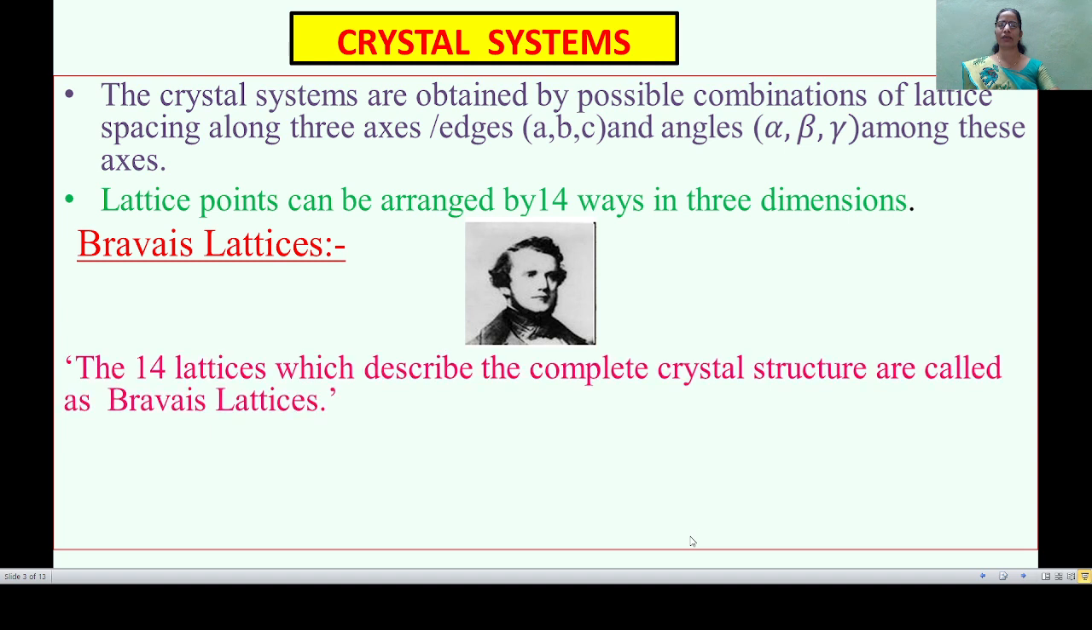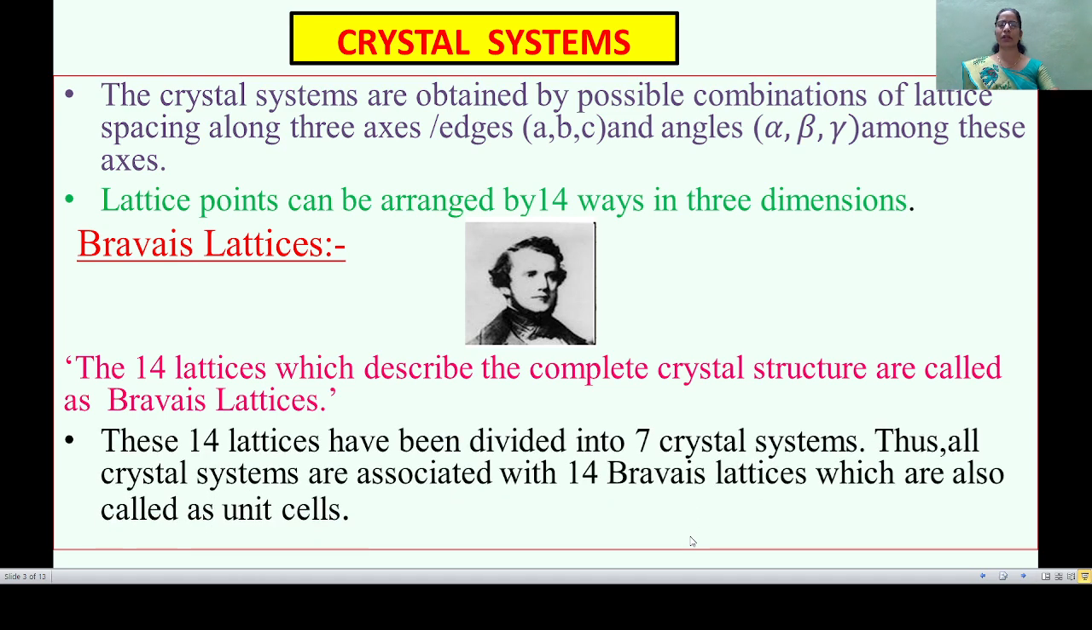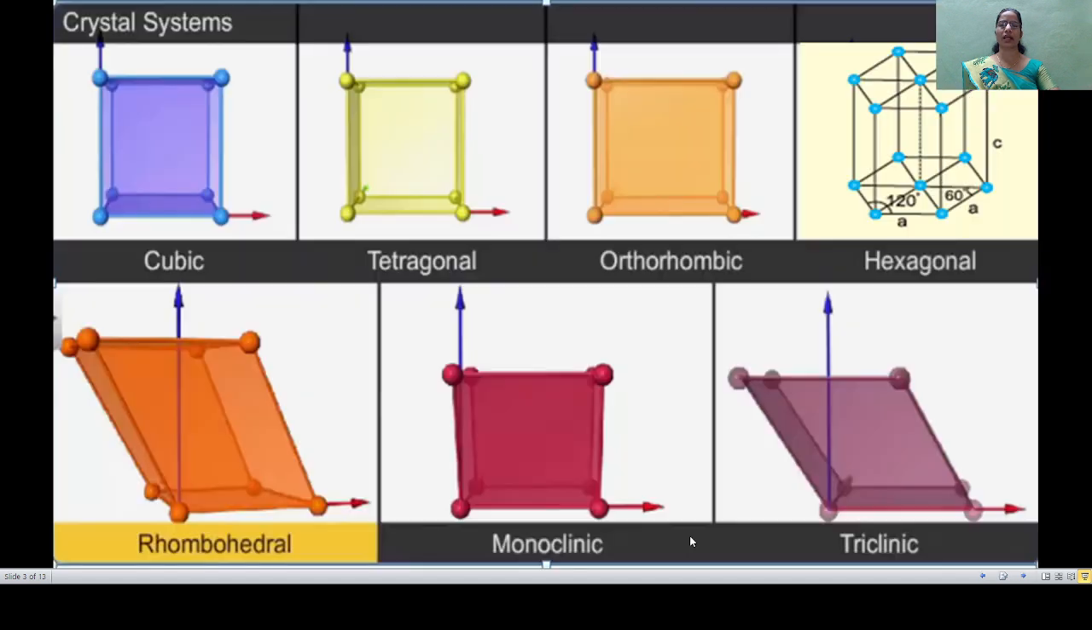Now, see the definition of Bravais lattices. The 14 lattices which describe the complete crystal structure are called as Bravais lattices. These 14 Bravais lattices have been divided into 7 crystal systems. Thus, all the crystal systems are associated with 14 Bravais lattices, which are also called as unit cell. Now we will study here these 7 crystal systems and 14 Bravais lattices.